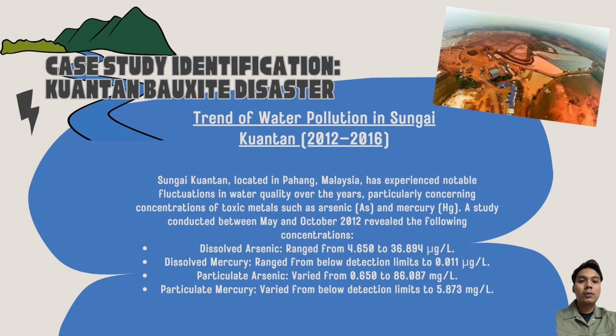Dissolved arsenic ranged from 4.650 to 36.894 microgram per liter. Dissolved mercury ranged from below the detection limit to 0.011 microgram per liter. Particulate arsenic varied from 0.650 to 86.087 milligram per liter. Particulate mercury varied from below the detection limit to 5.873 milligram per liter.